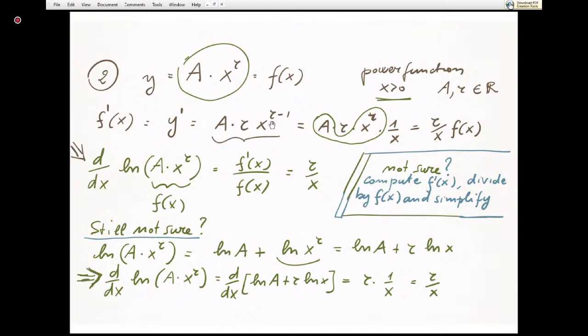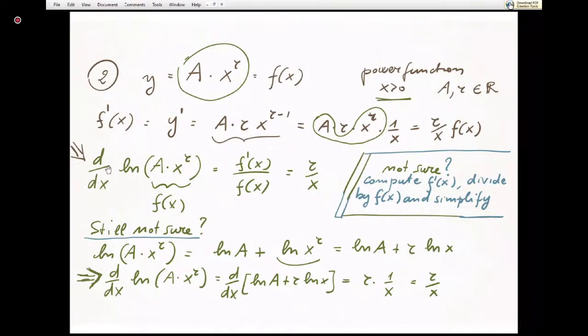You know that the derivative y prime is capital A times r times x to the power of r minus 1. Then here I group the part of the derivative that corresponds exactly to the function, because x to the power of r minus 1 is x to the power of r over x. And then I can express the result as f prime of x is equal to r over x times f of x. This is another very important way to write the derivative of a power function.